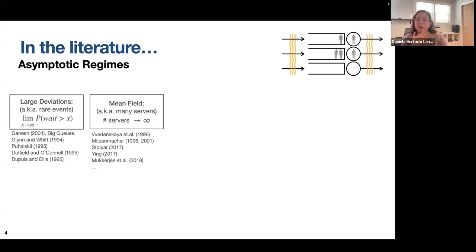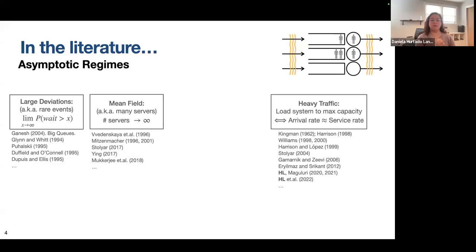Another asymptotic regime is mean field, where we look at what happens when the number of servers grows to infinity. And then there's a bunch of techniques to analyze this. The one I have more experience with is heavy traffic, where the number of servers is fixed, but we take the limit as the arrival rate grows to the service rate, right? So we're loading the system to the maximum capacity.